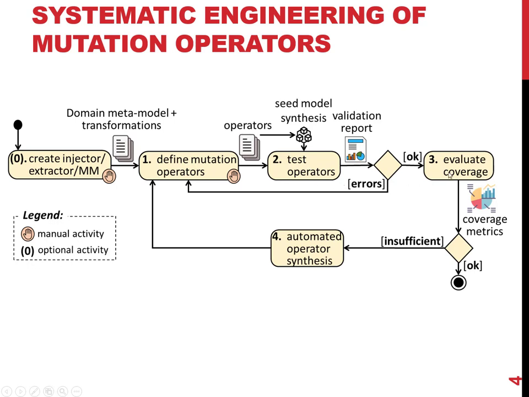In step 3, the engineer assesses whether more mutation operators are needed. For this purpose, we provide a detailed indication of the degree of coverage of the meta-model by these operators. If this coverage is insufficient, then in step 4, the engineer can use the provided mutation operator synthesizer to automatically generate new operators that increase this coverage. Then the engineer can iterate this process until the mutation operator set is complete.